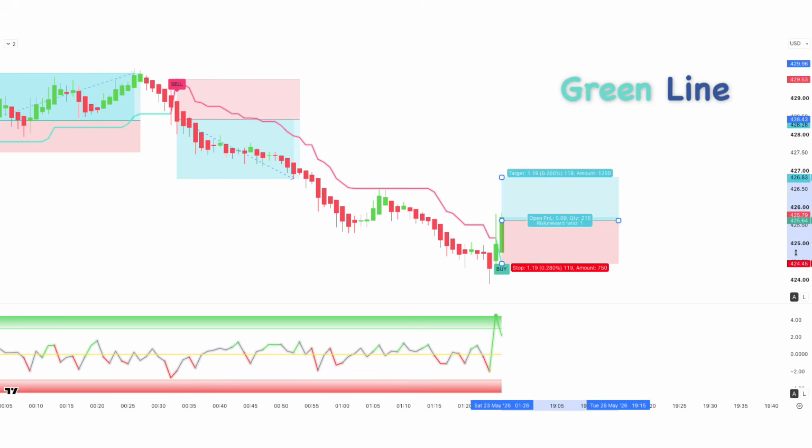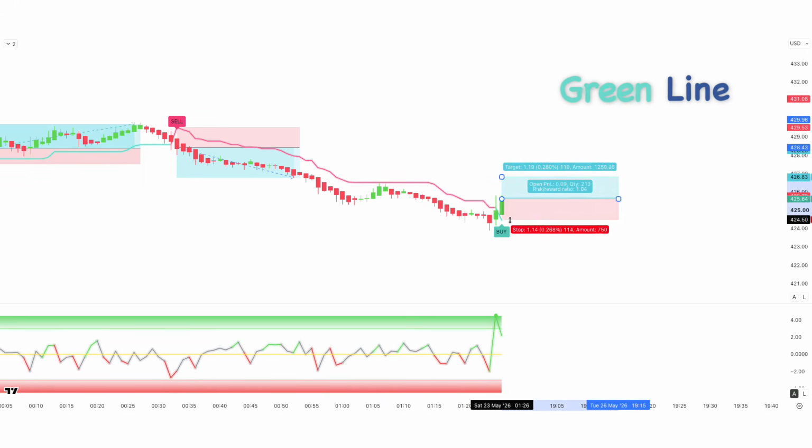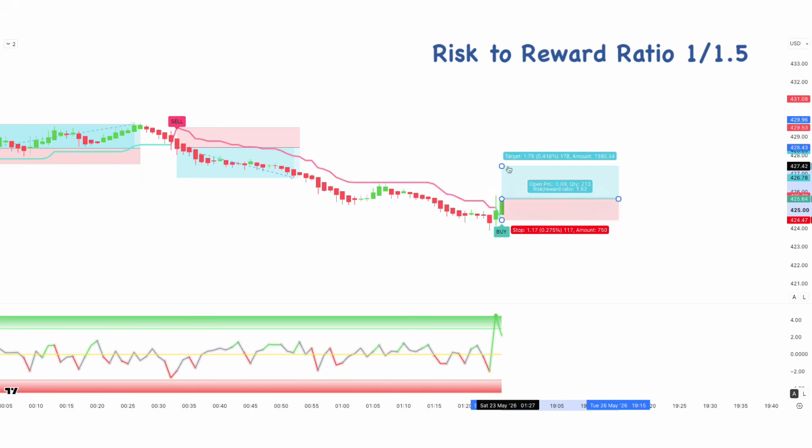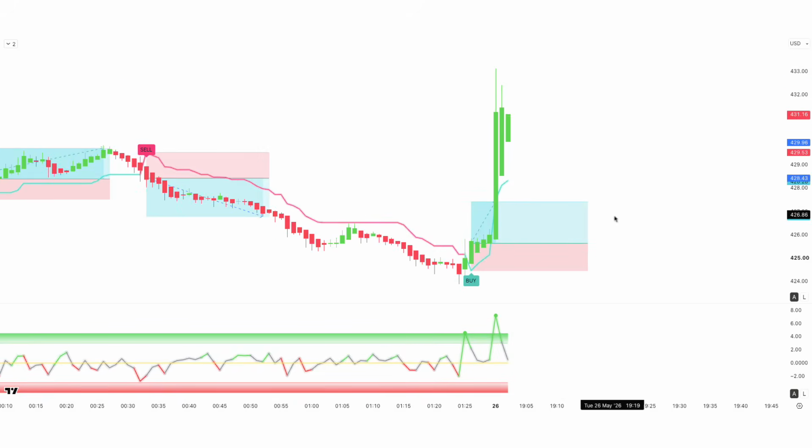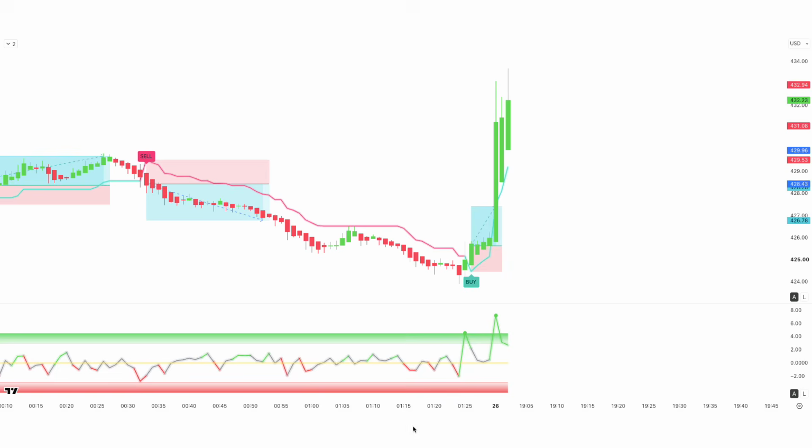Our stop loss is to be placed at the turquoise green line, and the risk-to-reward ratio will be 1:1.5. We have won the trade. Let's find the next trade.